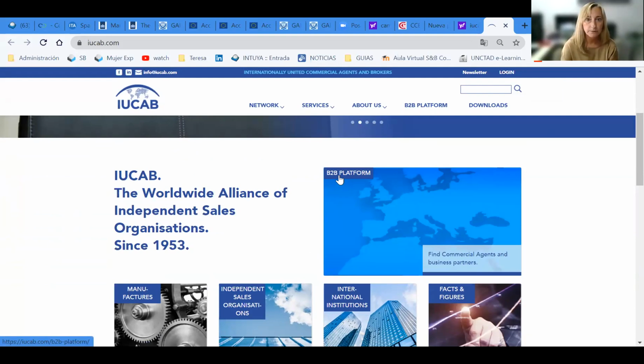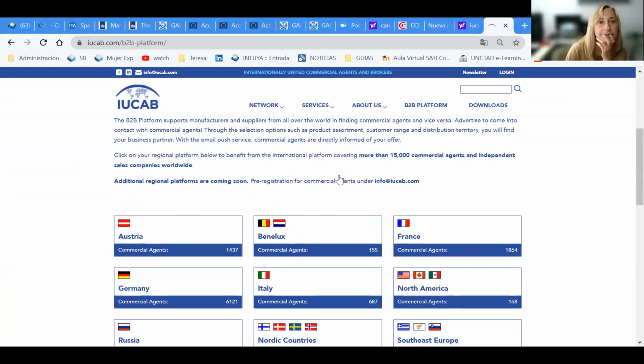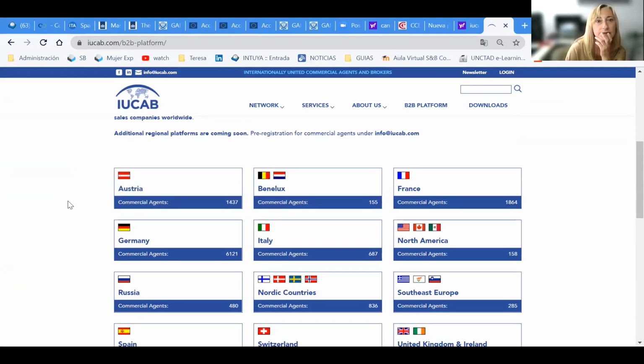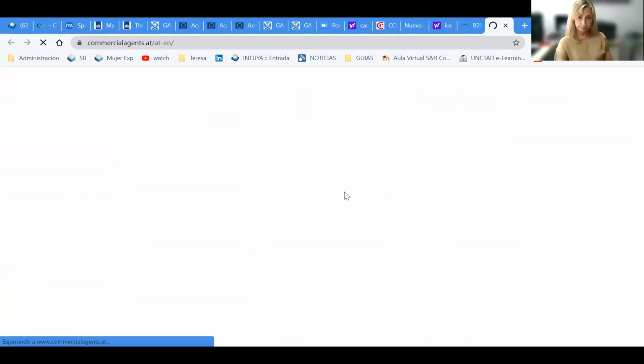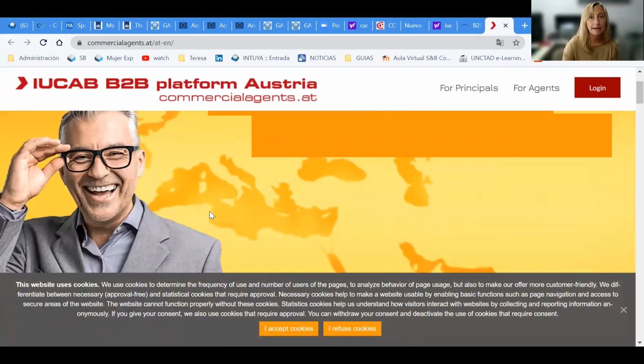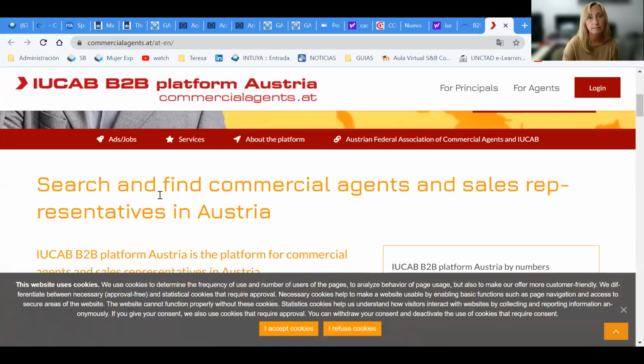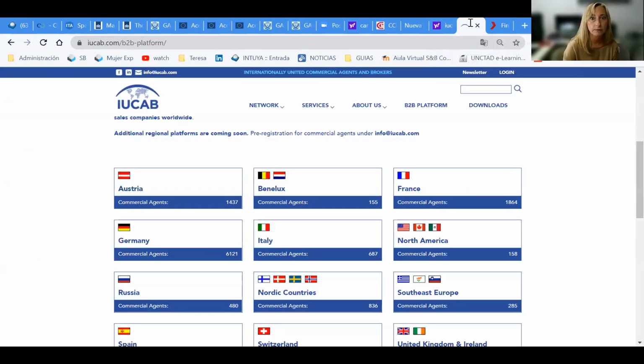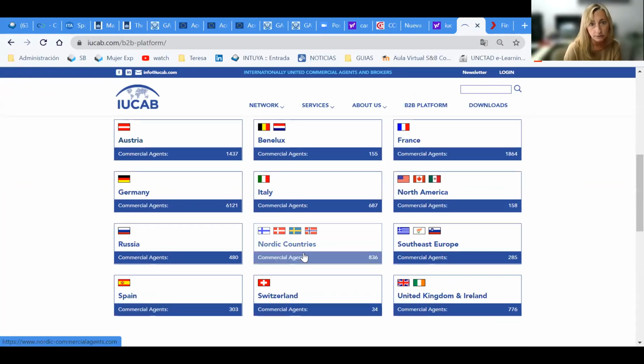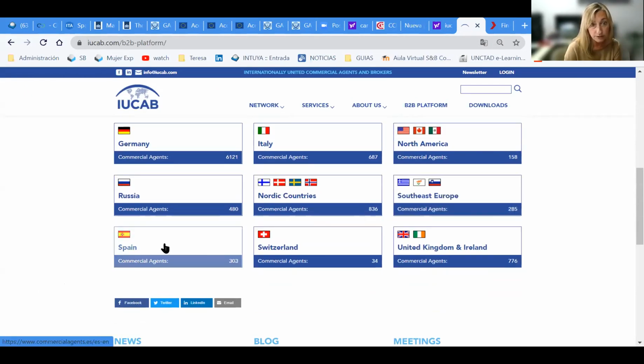So it's very easy. You only have to go here to the B2B platform. You press here, and here you can see the flags that I was telling you about. So you can press Austria, for example, and you can get the information about finding commercial agents in Austria. And here you have Benelux, France, Germany, Italy, North America, Russia, Nordic countries, Southeast Europe, Spain, Switzerland, and United Kingdom and Ireland.